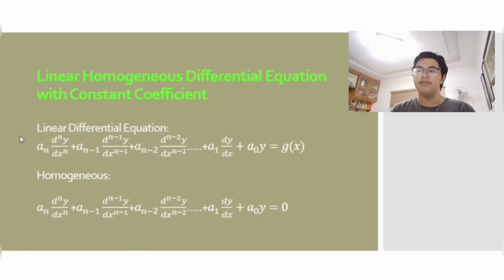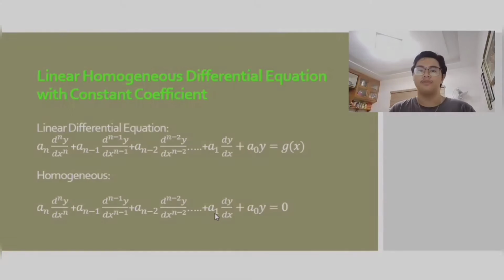So, paano naman para maging homogeneous siya? So, yung g of x dapat 0 siya. Or yung pinaka-main equation natin is dapat naka-equate sa 0 para masabi natin na yung isang equation is linear homogeneous.